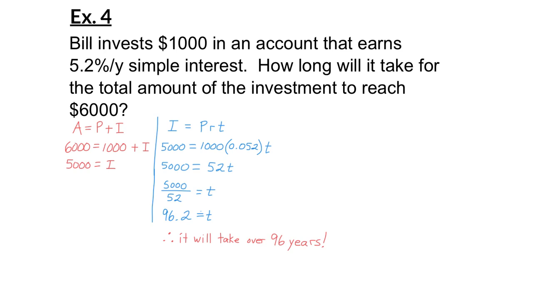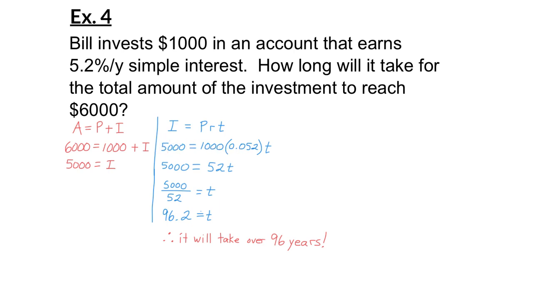I started with this formula. The total amount, $6,000, is equal to the principal plus the interest. I know the principal was $1,000. So I start with $1,000. I end with $6,000. That means I have $5,000 in interest. Now I can use my interest formula. The interest is equal to PRT. I don't know what T is, but I know what I, P, and R are.